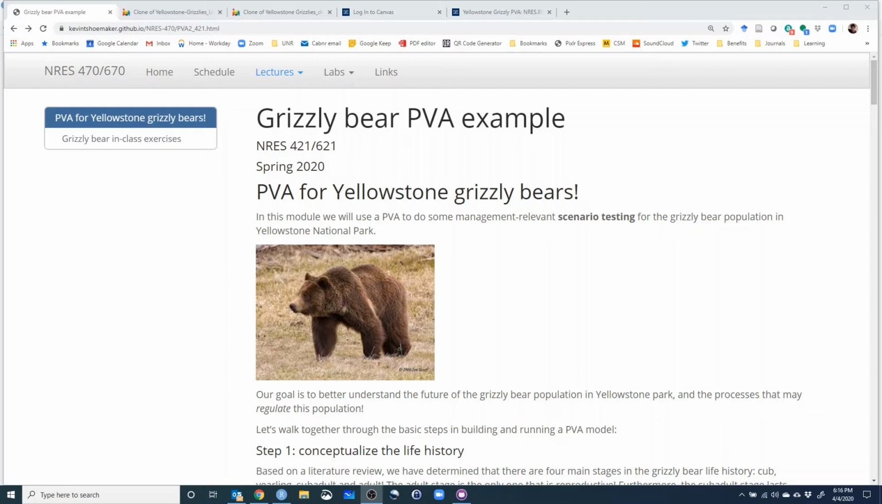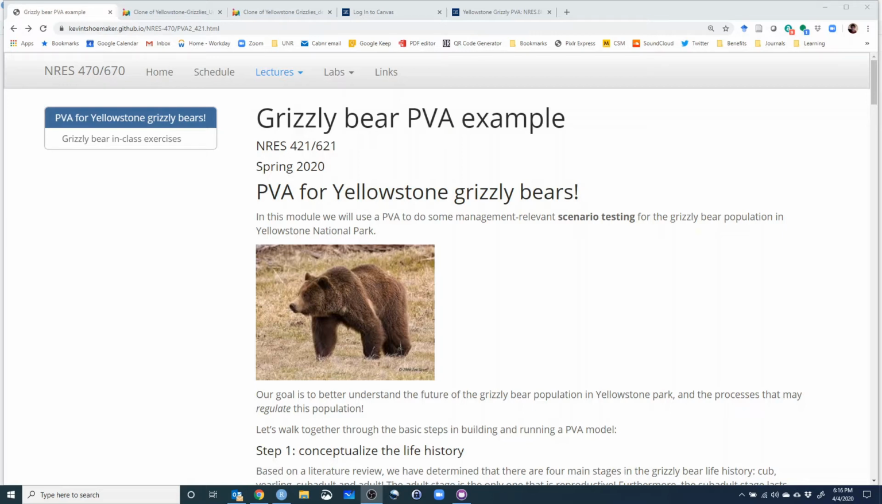All right, so now that we have the basics under our belt, let's run a real population model. This time we're going to run a model for the Yellowstone grizzly bear population. We are going to use real data. This is a model that could actually have real world relevance because it is based on real data, and we are doing our best to make this model as realistic as possible.